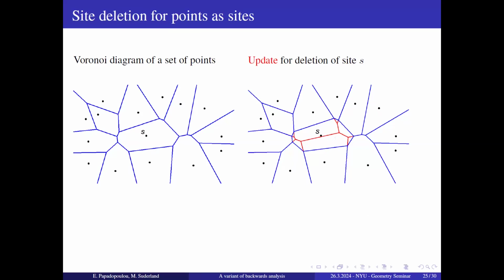Now for points, this is pretty simple. Chew also showed that with this algorithm that we saw before for computing the Voronoi diagram of points in convex position, with some small modifications, one can apply the same algorithm, and this can lead to a linear time update algorithm.